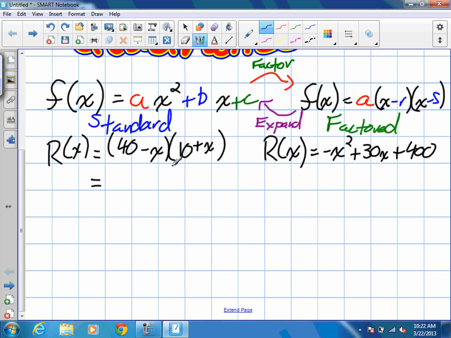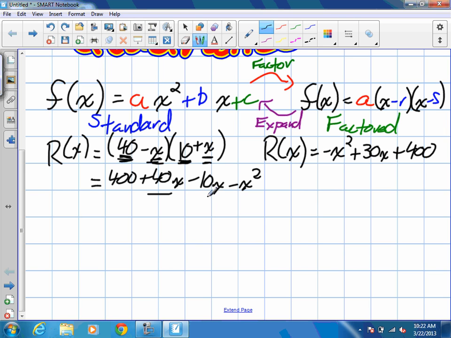It's technically in our standard form right now. Oh, sorry, I lied. It's in our factored form right now. And we're going to relate it to the above standard form. So when we FOIL, we multiply the first terms by each other, we'll end up with 400. We multiply the outside terms, we end up with positive 40x. Inside terms is negative 10x. And last terms is negative x squared.